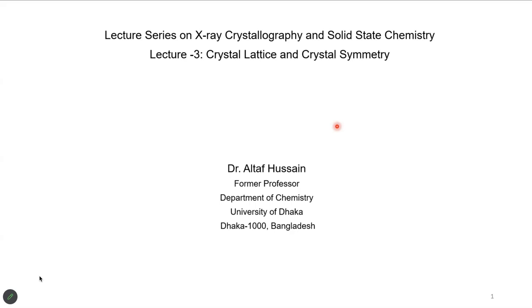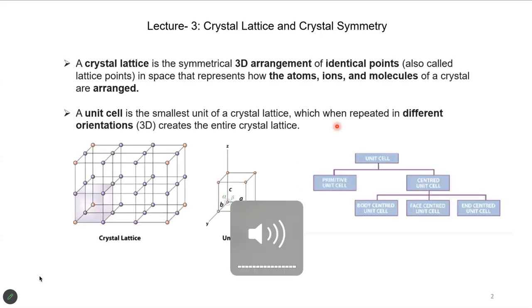Good morning. This is our third lecture in the lecture series on X-ray crystallography and solid-state chemistry. We have been talking about crystal lattice and crystal symmetry. We are continuing this. I said the crystal lattice is a three-dimensional arrangement of lattice points.